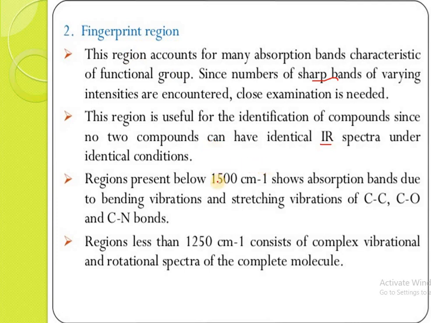The region below 1500 centimeter inverse shows absorption bands due to bending and stretching vibrations of CC, CO, CN bonds. And less than 1250 centimeter inverse consists of complex vibrational and rotational spectra of the complete molecule. So this region needs to be closely examined so that we can identify the compound to which the spectrum belongs.